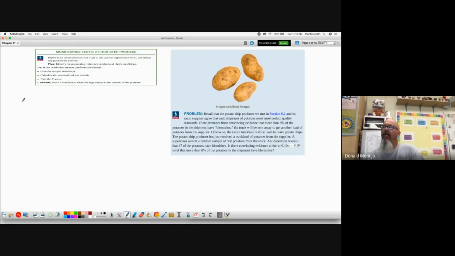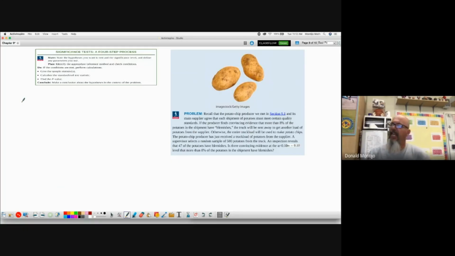If the producer finds convincing evidence that more than 8% of the potatoes in the shipment have blemishes, the truck will be sent away to get another load. Otherwise, the entire load will be used to make the chips. The chip producer has just received a truckload of potatoes from the supplier. A supervisor selects a random sample of 500 potatoes. An inspection reveals that 47 of the potatoes have blemishes.